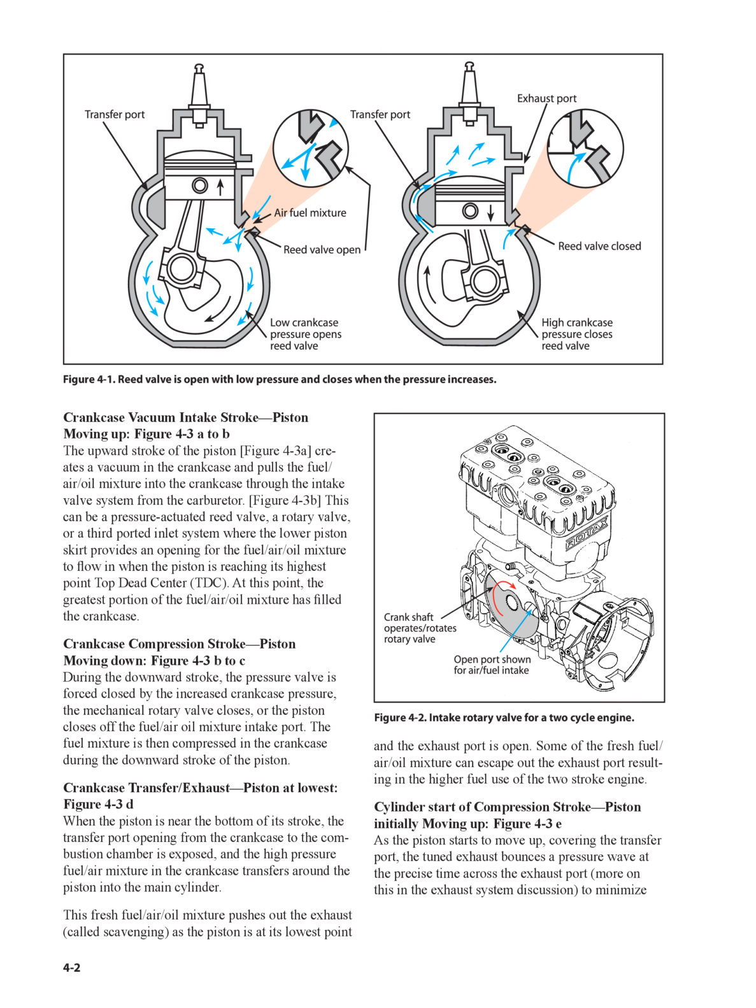Crankcase transfer/exhaust, piston at lowest, Figure 4.3d. When the piston is near the bottom of its stroke, the transfer port opening from the crankcase to the combustion chamber is exposed, and the high-pressure fuel/air mixture in the crankcase transfers around the piston into the main cylinder. This fresh fuel/air/oil mixture pushes out the exhaust, called scavenging, as the piston is at its lowest point and the exhaust port is open. Some of the fresh fuel/air/oil mixture can escape out the exhaust port, resulting in the higher fuel use of the 2-stroke engine. Cylinder start of compression stroke, piston initially moving up, Figure 4.3e.